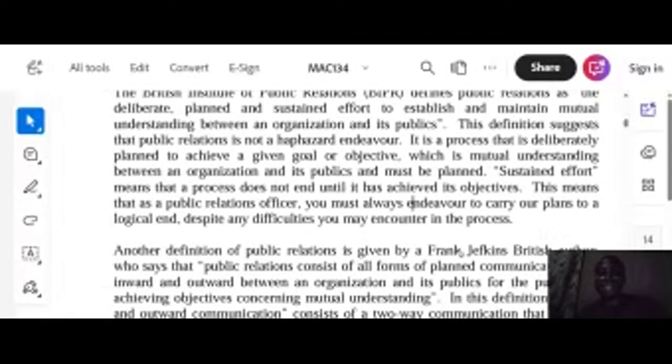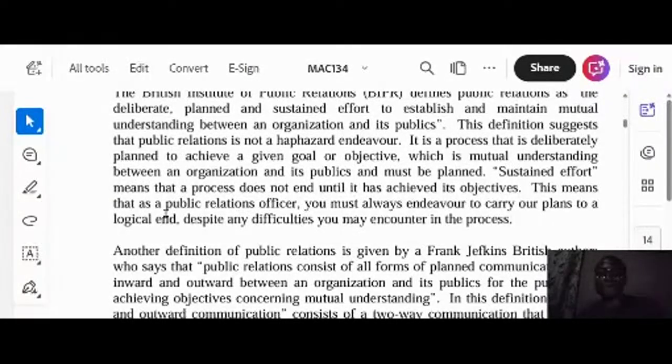So that is what that means. It means as a public relations officer, you must always endeavor to carry out plans to the end, despite any difficulties you may encounter in the process.